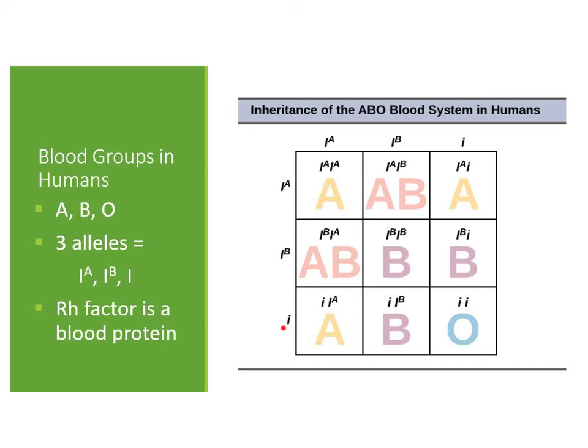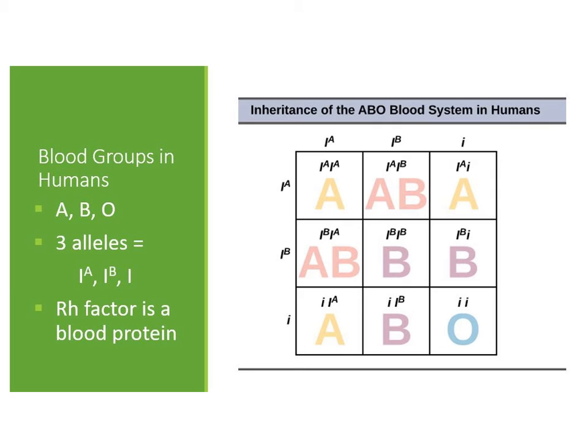And then I'm going to move to the third row. So the i is just no proteins, which is going to show up as type O blood. So if mom gives the allele for type O blood and dad gives the allele for type A blood, A is dominant over O, so you would have type A blood. If mom gives you the allele for O and dad gives you the allele for B, you're going to show up as type B because B is dominant to O. And then if mom gives you the allele for O and dad gives you the allele for O, then you're going to be type O.